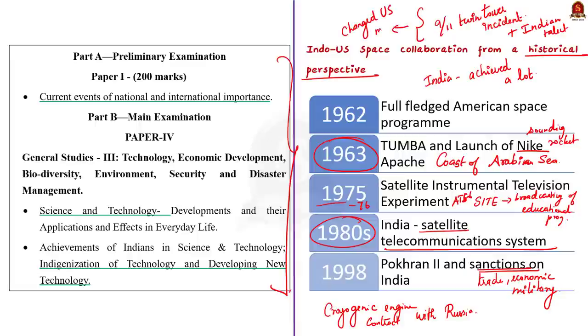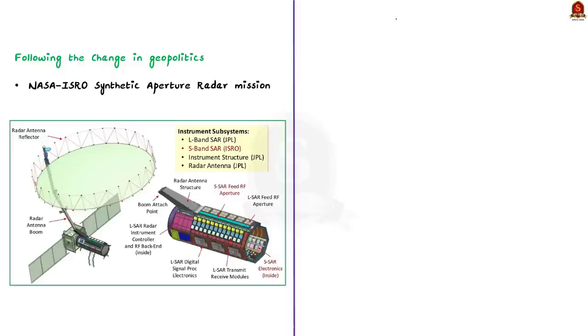Now with this backdrop, let us see the recent progress of the Indo-US strategic partnership. See, India and the US are getting closer due to the changing geopolitics. So the two countries appear to be taking their space cooperation to the next level. India and the United States started engaging in space security dialogue from the year 2015 itself. See, one important mission along these lines of collaboration is NISAR, N-I-S-A-R. It is expanded as NASA-ISRO Synthetic Aperture Radar Mission.